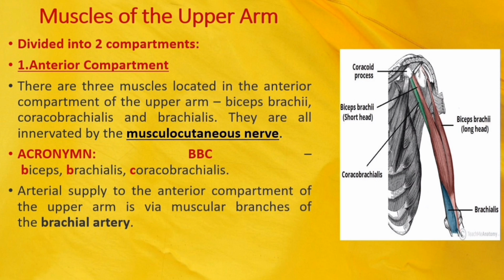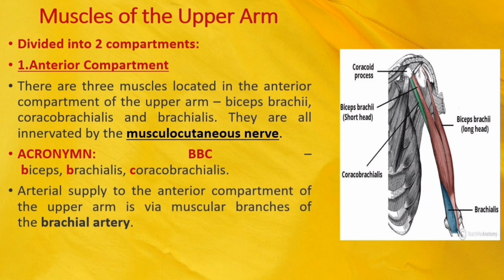Attachments: the long head originates from the supraglenoid tubercle of the scapula, and the short head originates from the coracoid process of the scapula. Both heads insert distally into the radial tuberosity and the fascia of the forearm via the bicipital aponeurosis. Function: supination of the forearm. It also flexes the arm at the elbow and at the shoulder. Innervation: musculocutaneous nerve. The bicep tendon reflex tests spinal cord segment C6.